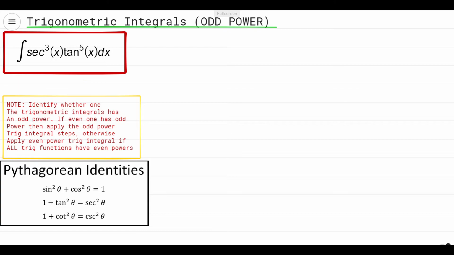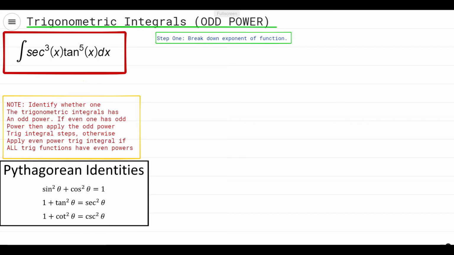So now in this example, this one's a little different than what we've done already in the past. So we have secant cubed times tan to the 5th x. If you haven't observed the note, just observe it. I'm not going to repeat it. But these are odd powers, so since these are odd powers, we apply the Pythagorean identity. We apply that for odd power trig integrals.